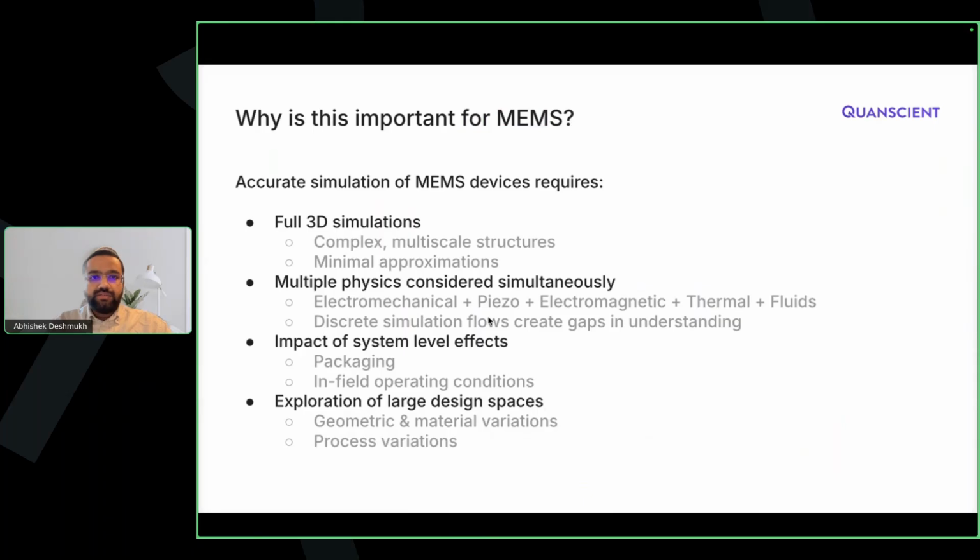And why exactly is this important? Any simulation, not just for MEMS, demands accuracy. If you want to simulate a real world device, you need accurate simulations, and accuracy is enabled by trying to include most of the effects that affect the operation of the device, which can be quite complex. It can be quite multi-scale, and you want to do this with as few approximations as possible.